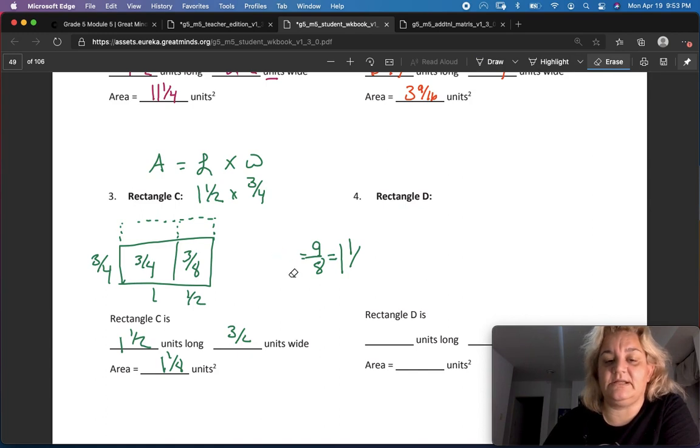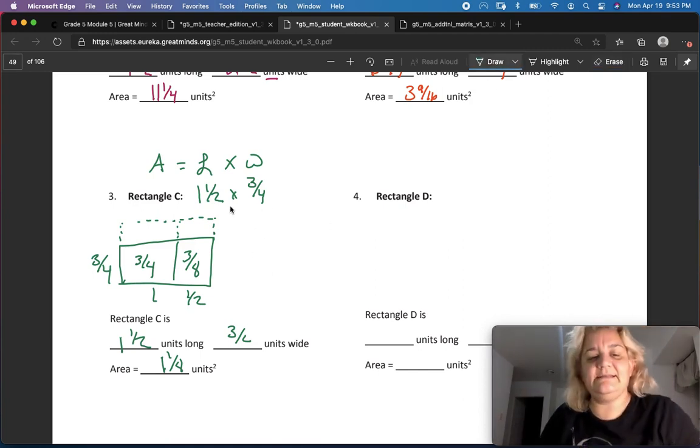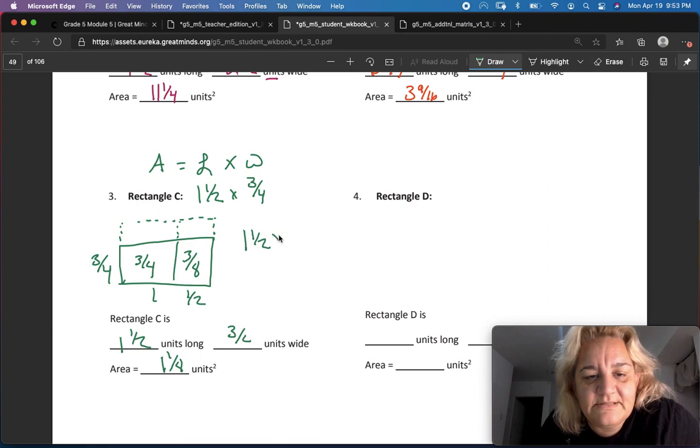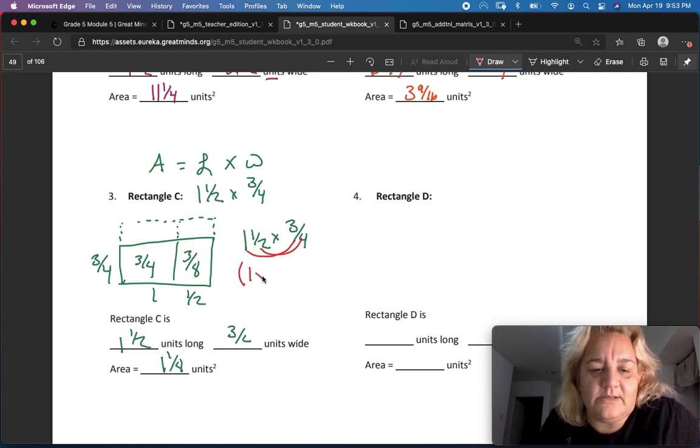You should keep it on your screen or on your paper. I just do not have enough space, so I'm going to erase it so I can show you. And now I'm going to multiply 1 1/2 times 3/4. With my distributive property, that means I need to multiply 1 times 3/4 and 1/2 times 3/4. So 1 times 3/4 plus 1/2 times 3/4, which is exactly what we did here. 1 times 3/4, right? And then 1/2 times 3/4.